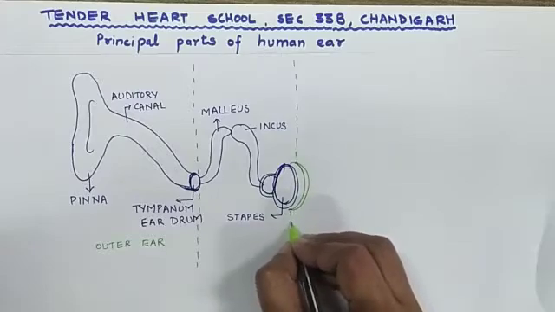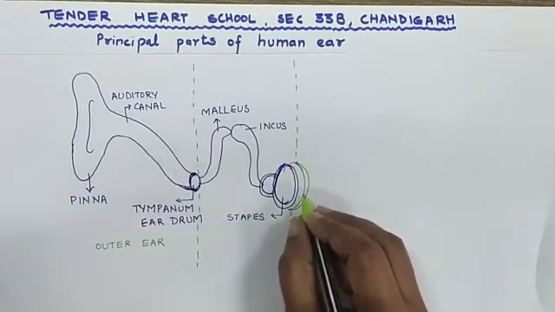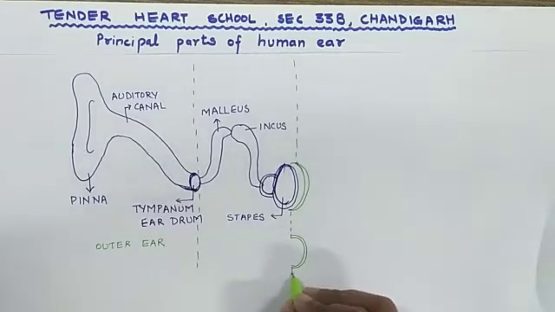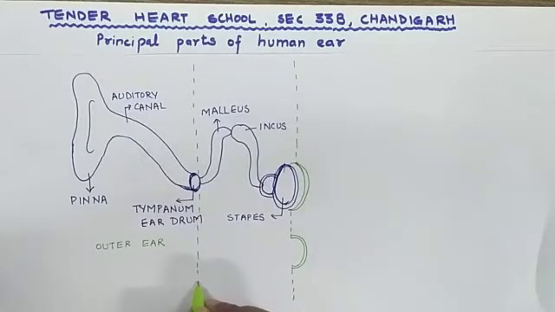And similarly, below the oval window we have another window, the round window. So these two windows are present in the middle ear, right? So this one is our middle ear. You can label it.